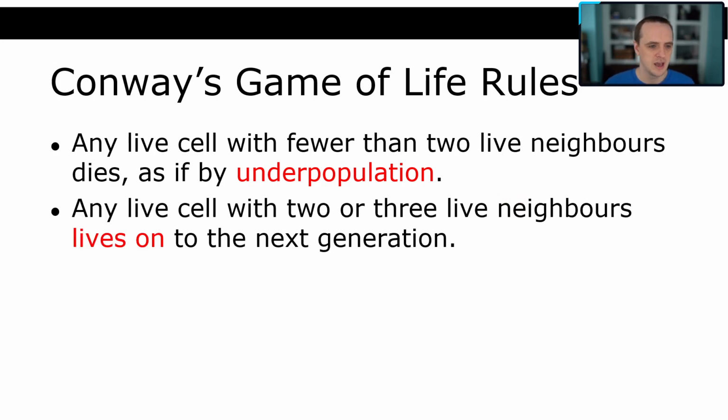The next rule. Any live cell with 2 or 3 live neighbors lives on to the next generation. Okay, so that's the sweet spot where if you're alive, you get to stay alive.